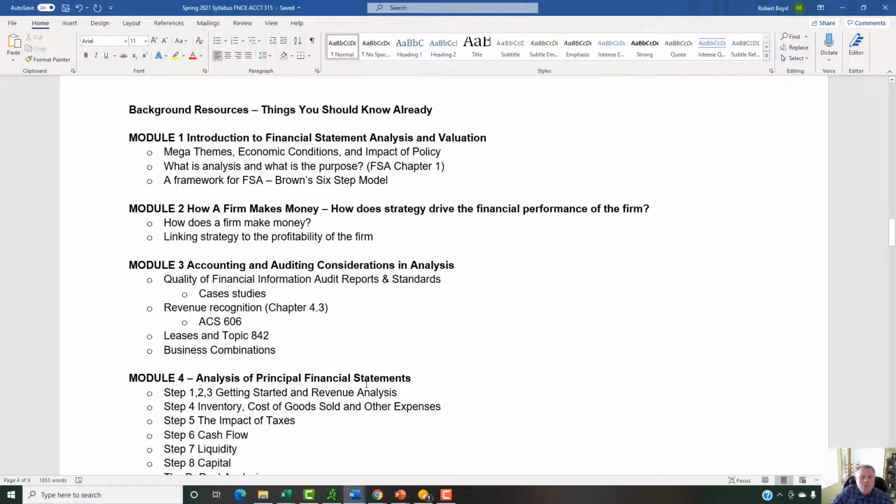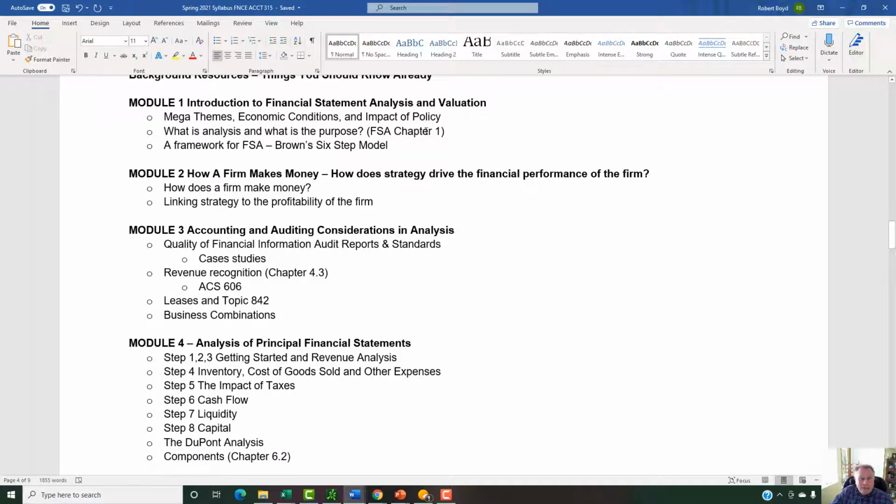Now, we'll go through some of this when we get to Canvas, but there's background resources out there in Canvas, so things you should already know. But if you don't, then you should take a look at that. So if you've taken 311 with me, a lot of what you did there is the base as we're moving forward.